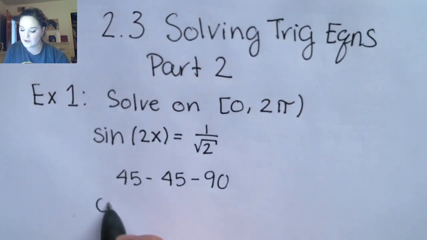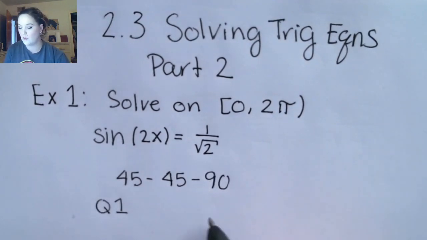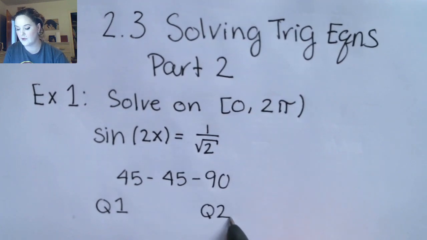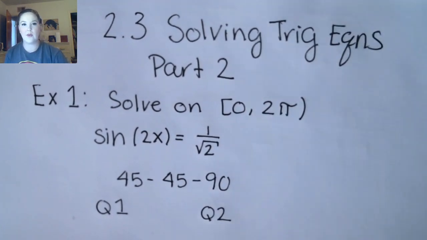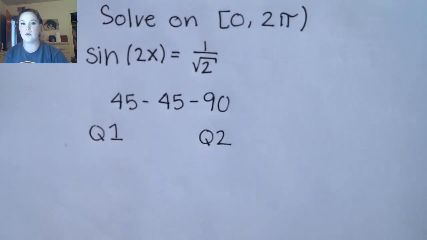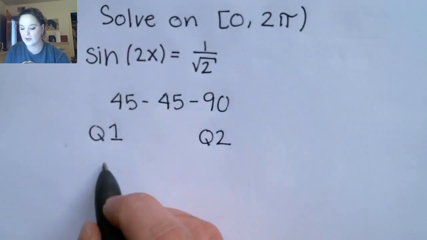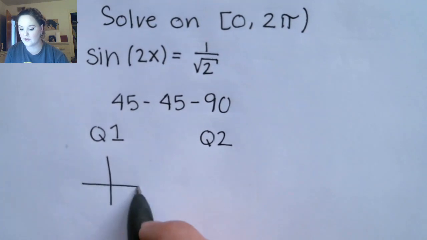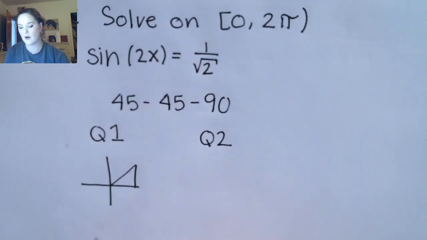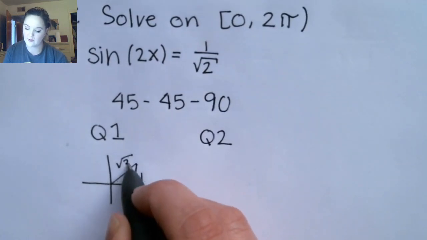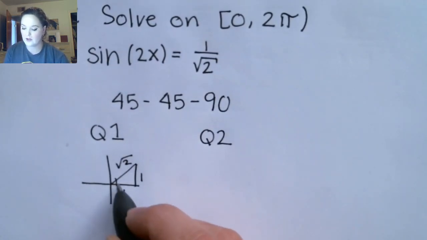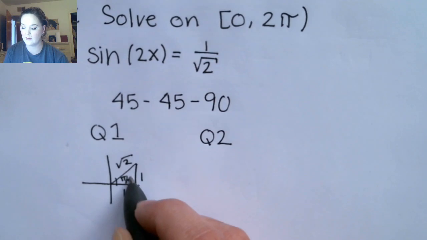There are two quadrants where the sine function is positive, quadrant 1 and quadrant 2. Remember you can tell that by thinking about sine being related to the y coordinate, and the y coordinate is positive in the first and second quadrant. So we're going to draw our angle here. Sine is 1 over root 2. So this would be 1, and our reference angle would be pi over 4.